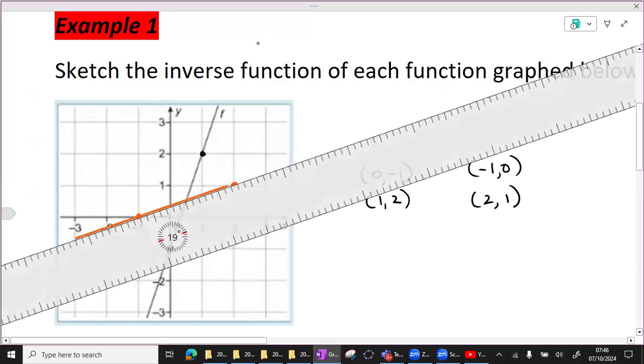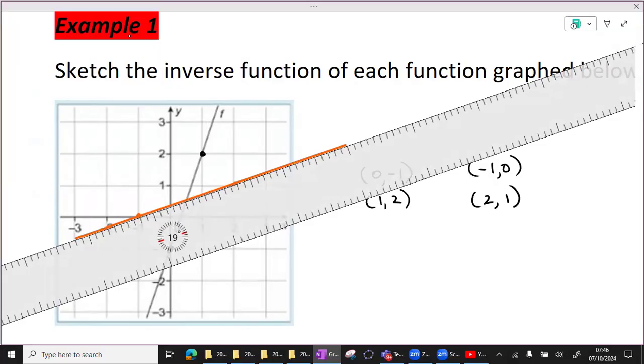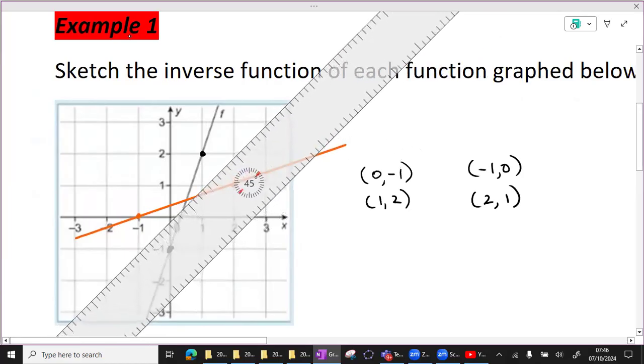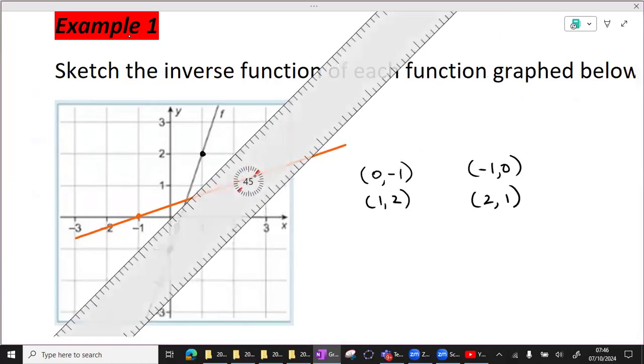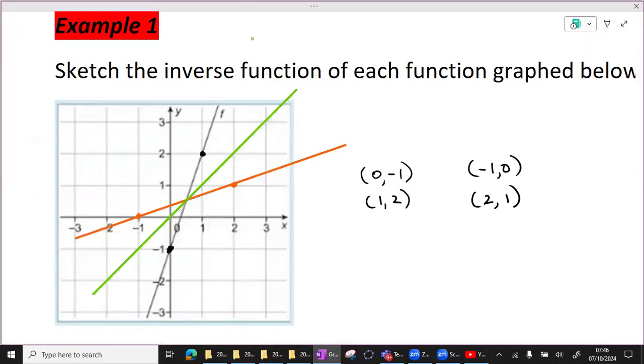Now, the only way to fully tell whether it's the inverse graph is if we look at the line y equals x. Now, remember that line y equals x, or x equals y, is that one. So remember, it's supposed to be a reflection.